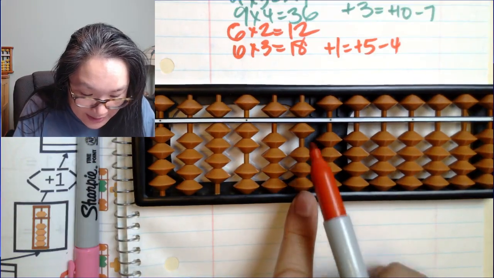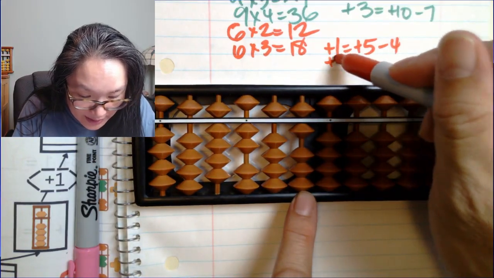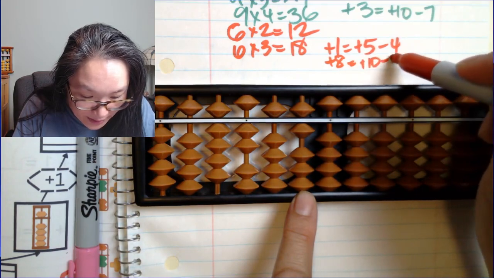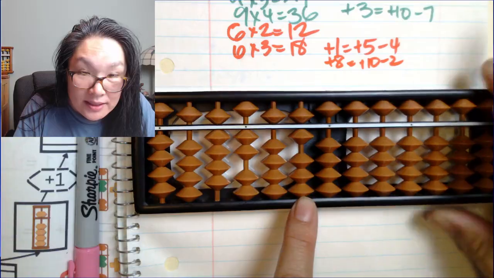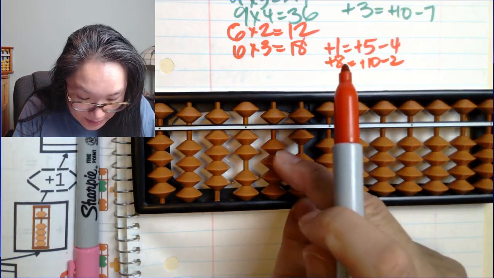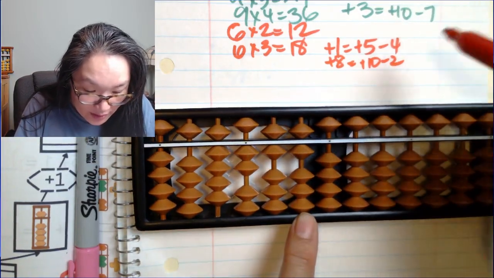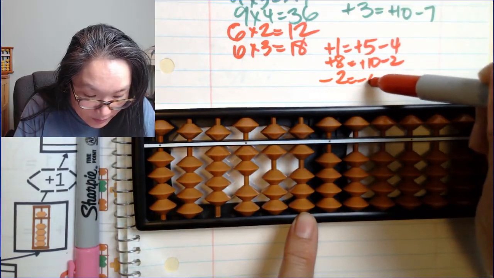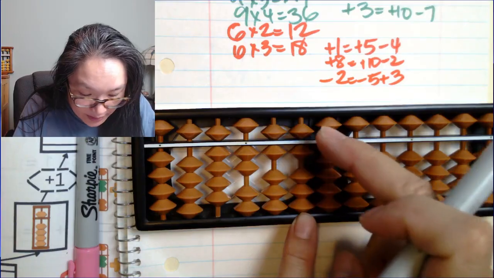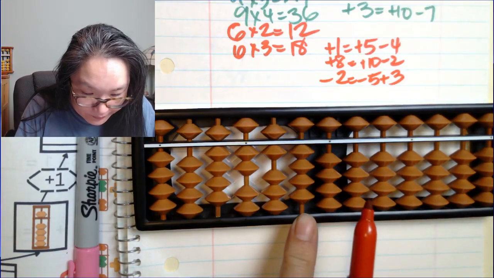And then plus 8. There's not enough beads to plus the 8. So I need to plus the 10 minus the 2. So I plus the 10, take away the 2. Plus the 10. And I cannot take away the 2, so minus the 2 is equal to minus the 5 plus the 3.